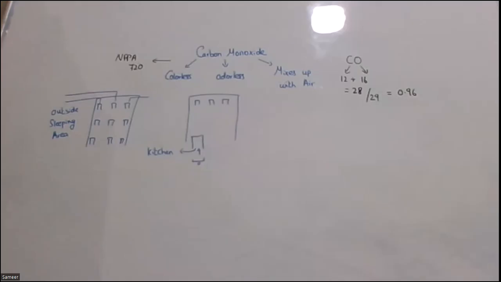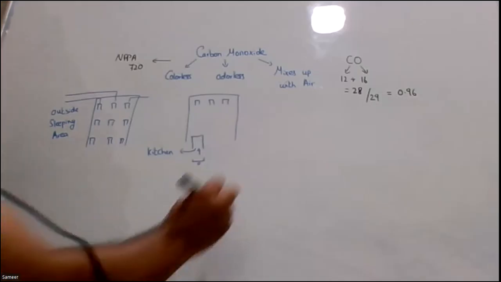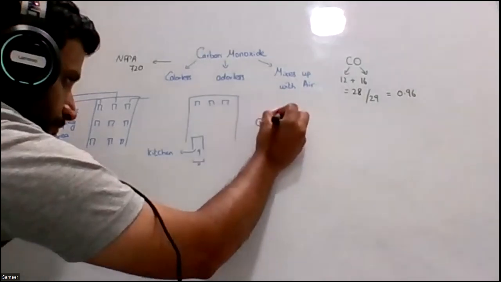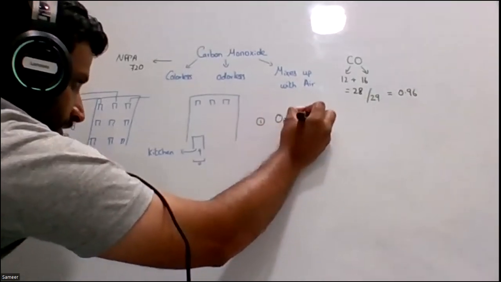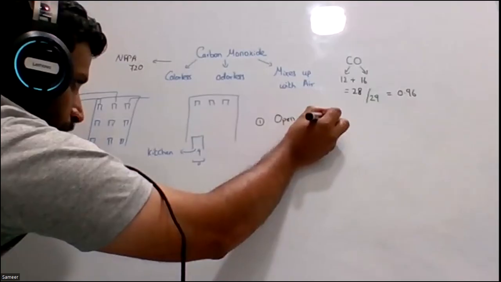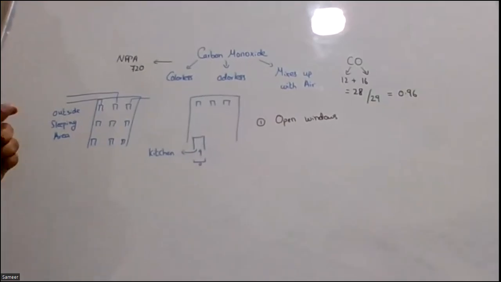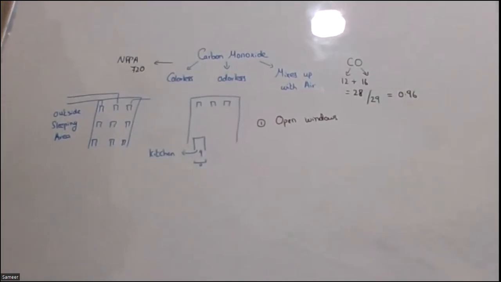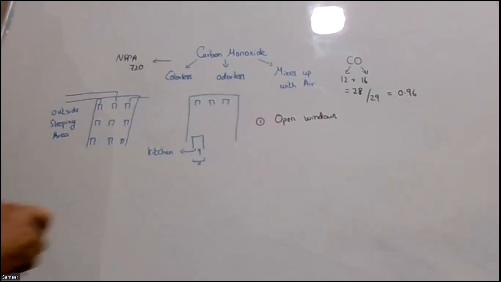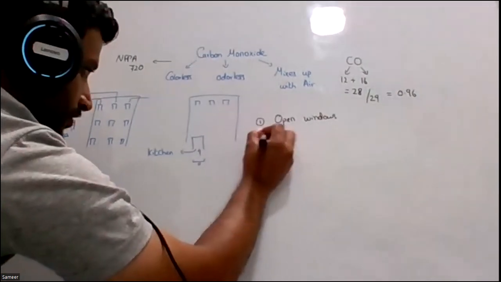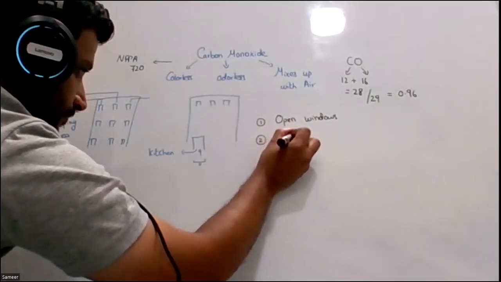So the first appropriate action is that we have to open the windows so that we can ventilate the area, allow more oxygen to come inside, and carbon monoxide to move outside the facility. So dilute the concentration of carbon monoxide. That's the first step. Second is that we need to assess the medical condition of the occupants.